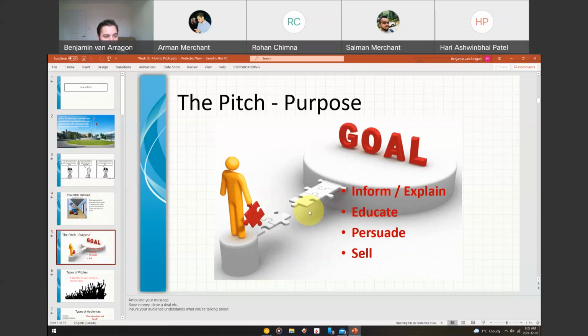So cool. What's the purpose? We want to inform and explain what we're doing. We want to educate them. We want to persuade that what we're doing makes sense and that there's money to be made, right? That's what investors care about. They want to make sure that they're going to get their money back on their investment. And then we want to sell it to them. We want to actually be able to get them to invest.